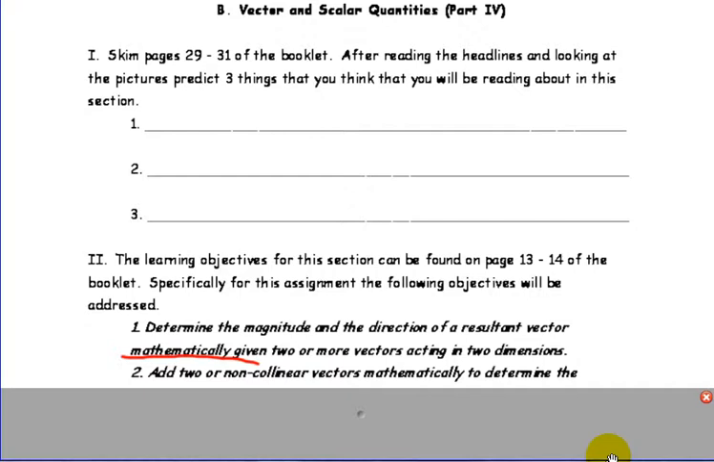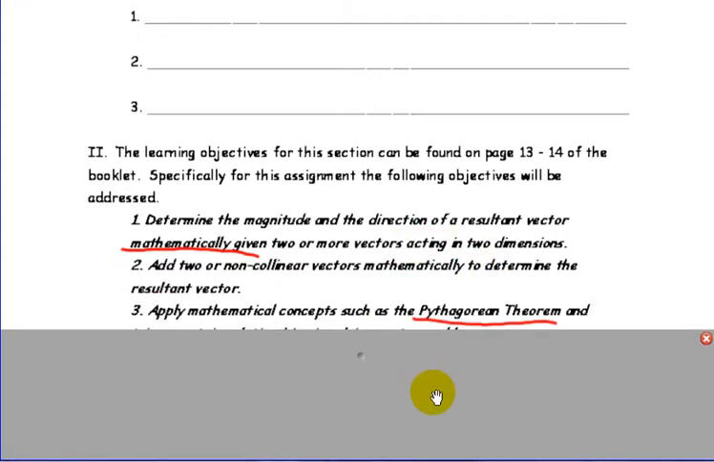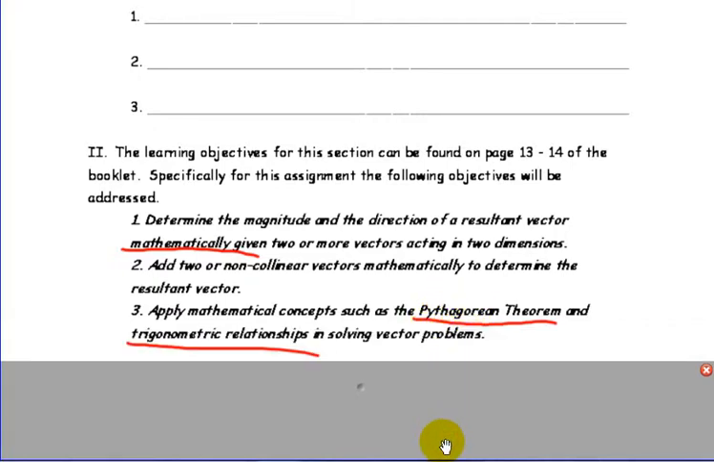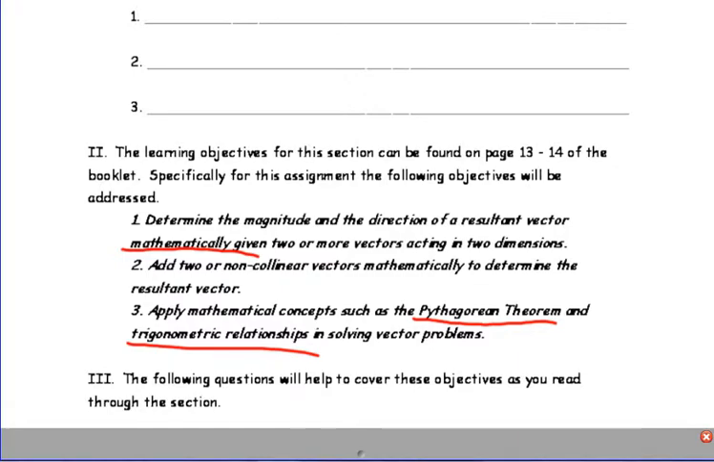So up until now we've been drawing scale diagrams, and you can see it's somewhat monotonous, and you may get a slightly different answer than your buddy, because a lot of human error comes into play there. So here we can find a mathematical method to use, and then add two or more non-collinear vectors mathematically to determine the resultant vector, then apply mathematical concepts such as the Pythagorean theorem and trig relationships in solving vector problems.